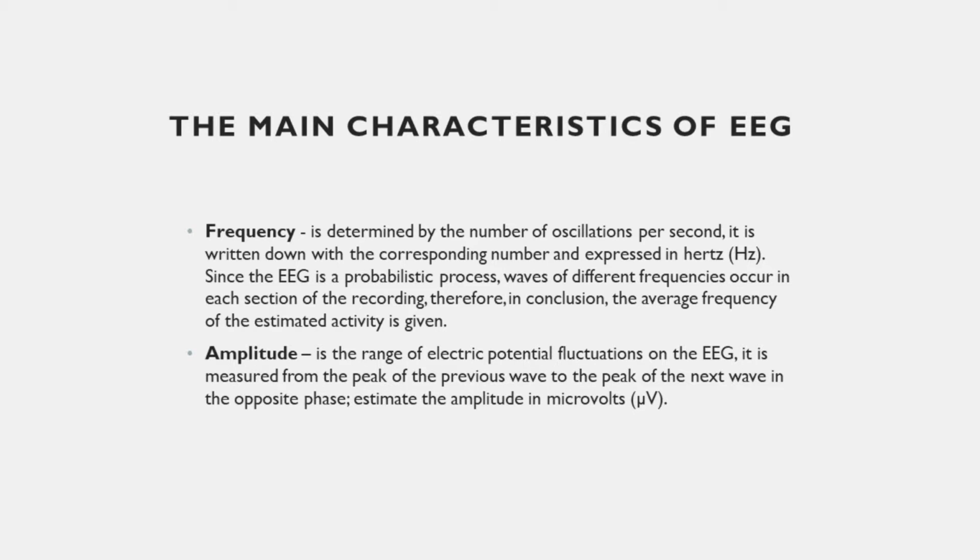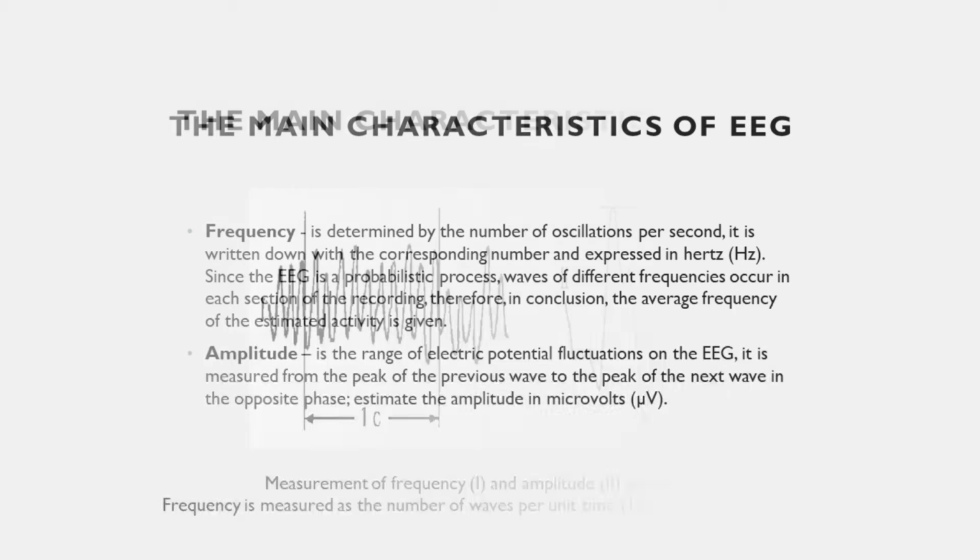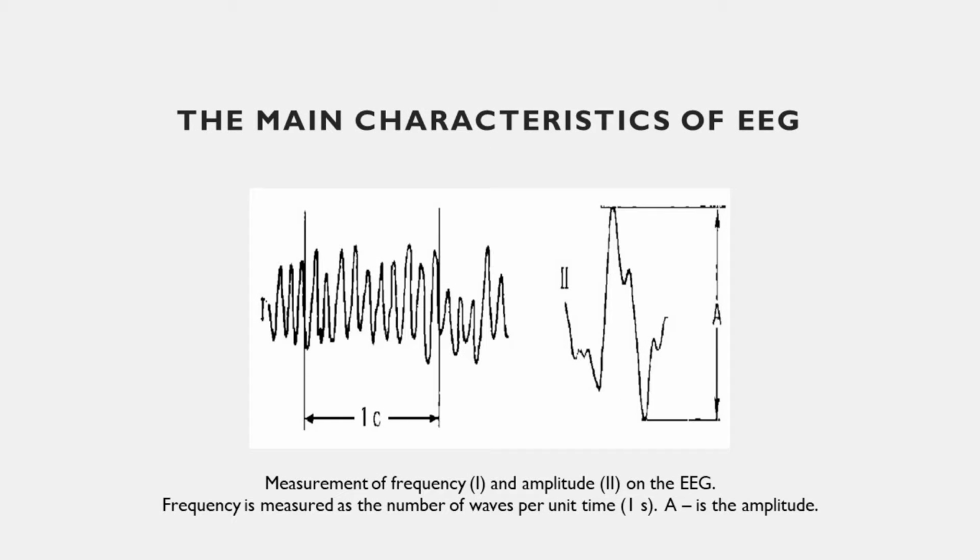It is measured from the peak of the previous wave to the peak of the next wave in the opposite phase. Estimate the amplitude in microvolts. Here you can see the measurement of frequency and amplitude on the electroencephalogram.